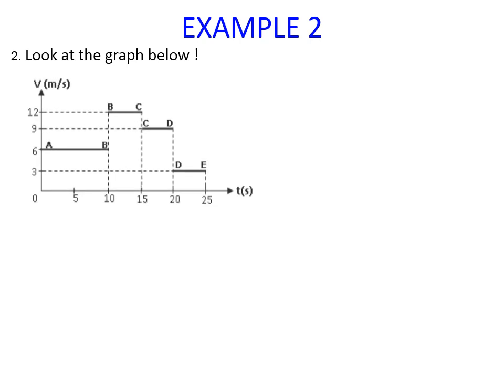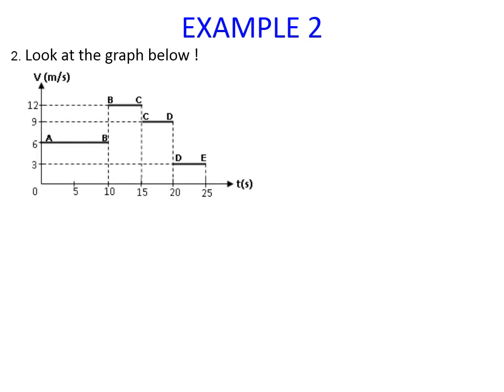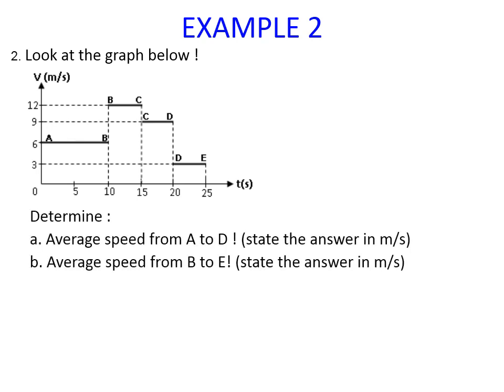Example 2. Look at the graph below. Graph speed toward time. Graph average speed. Determine A. Average speed from A to D. State the answer in meters per second. B. Average speed from B to E. State the answer in meters per second.